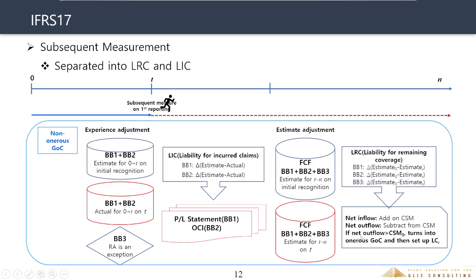If it is a net outflow, we have to subtract it from CSM. For example, in an extreme case, net outflow is bigger than the CSM, right? The already existing CSM from initial recognition becomes 0, right? And the remaining amount is going to be set up as a loss component at time T, and this non-onerous group of contracts is converted to an onerous group of contracts, right? So I briefly explained the estimate adjustment.